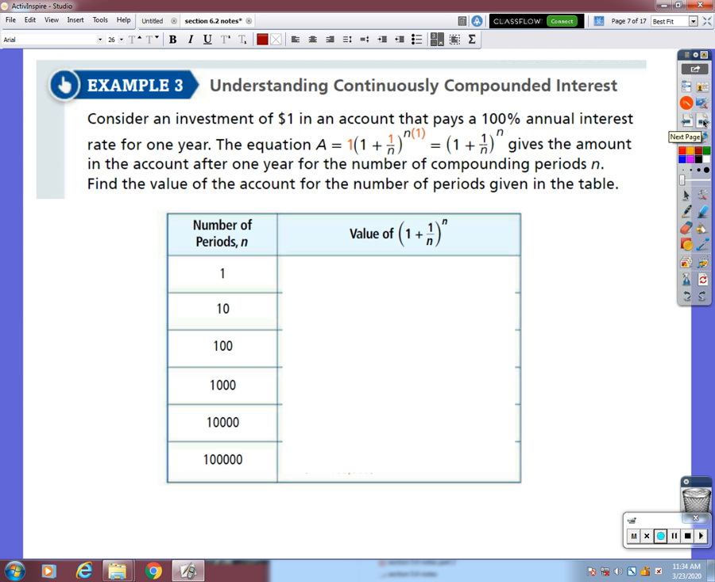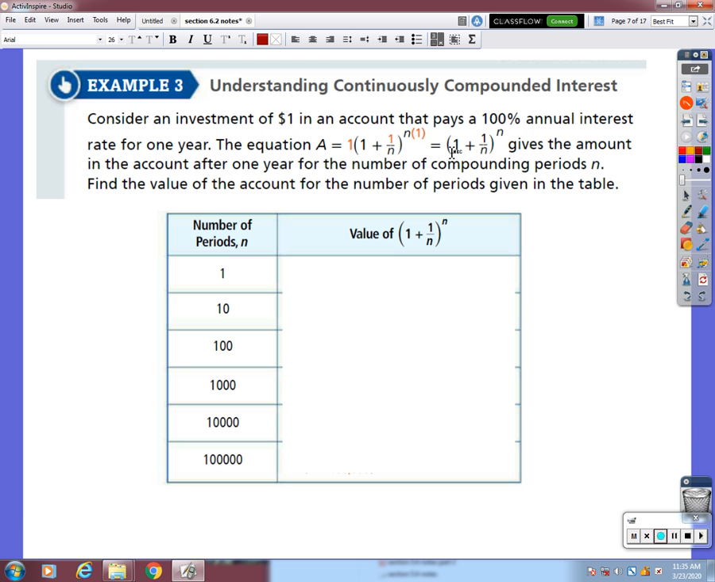Okay, so now we're going to talk about what happens if we continue to have more and more compounding periods. In other words, instead of just doing monthly, what if we did 100 times a year, 1,000 times a year, 10,000 times a year, and so forth. And what you're going to see is, well, let's just do it. So I'm going to take this equation right here, because we're just going to keep it simple, and we're going to say, let's just say we put $1 into an account.